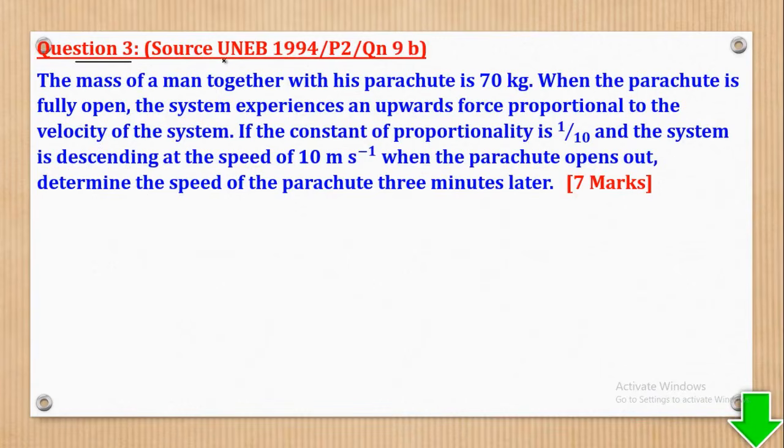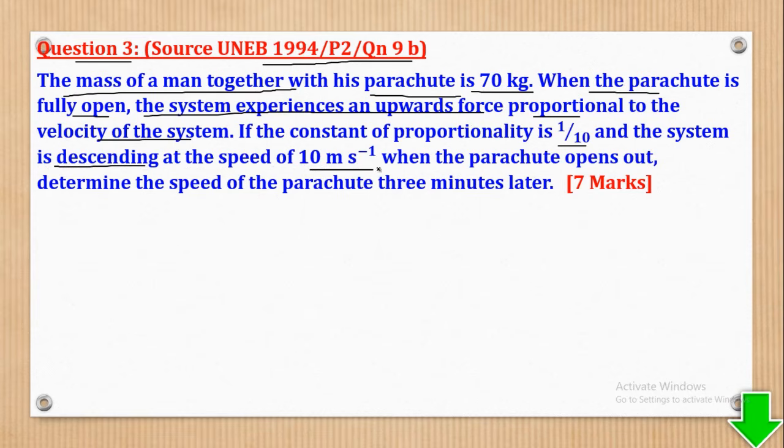Question 3 came from UNEB 1994, paper 2, question 9b, and says the mass of a man together with his parachute is 70 kilograms. When the parachute is fully open, the system experiences an upward force proportional to the velocity of the system. If the constant of proportionality is 1/10 and the system is descending at the speed of 10 meters per second when the parachute opens out, determine the speed of the parachute 3 minutes later.